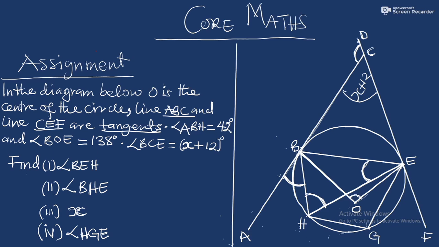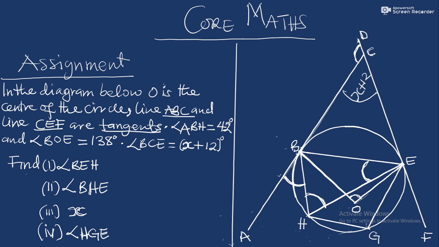OBCE. So OBCE forms a quadrilateral. Okay, now this line is a tangent, and then this line is a radius. So line BO is a radius, and then line BC is what?